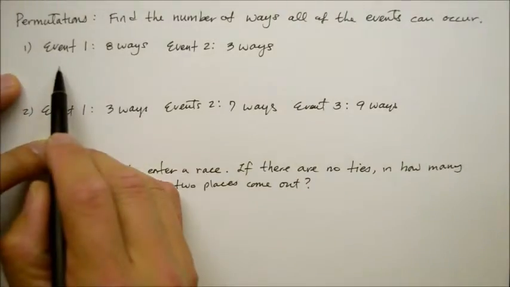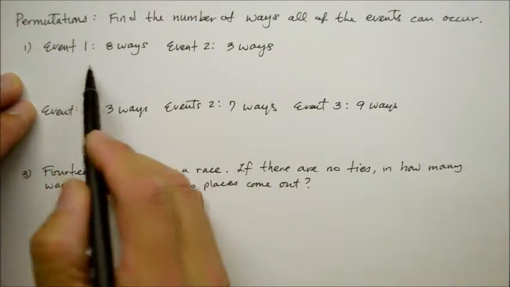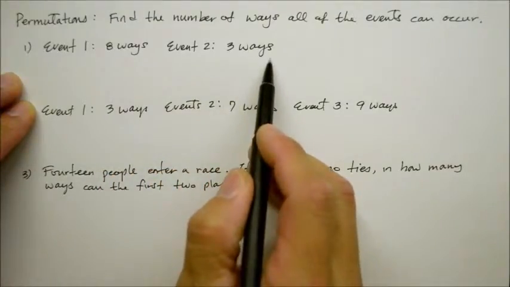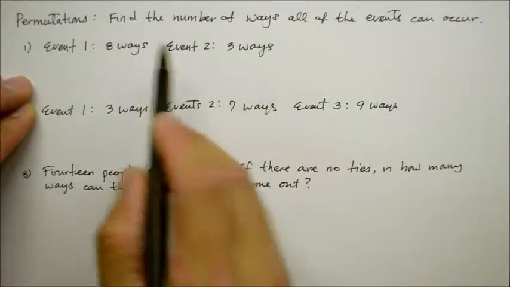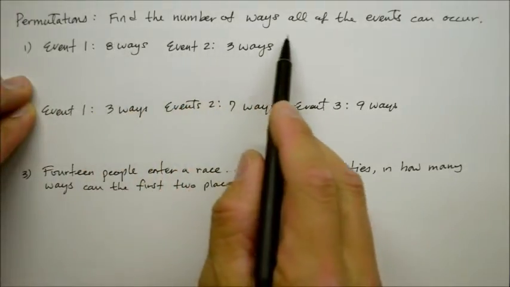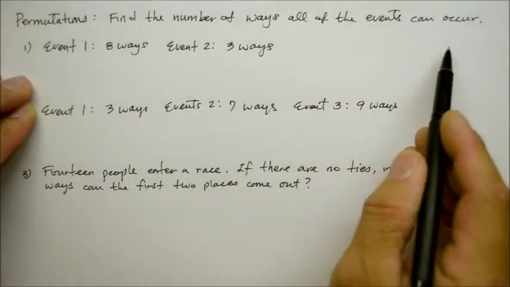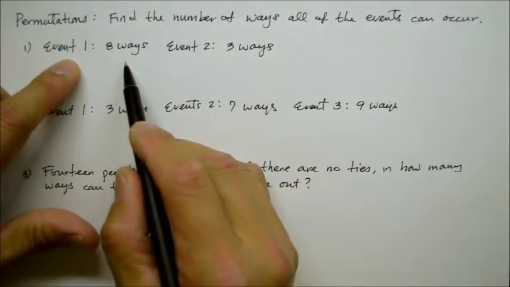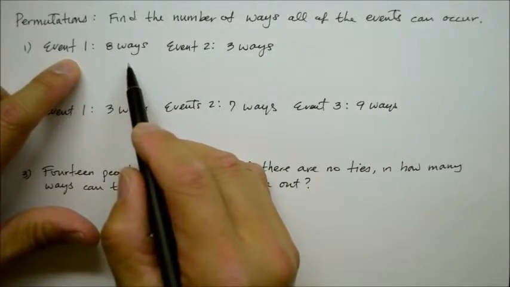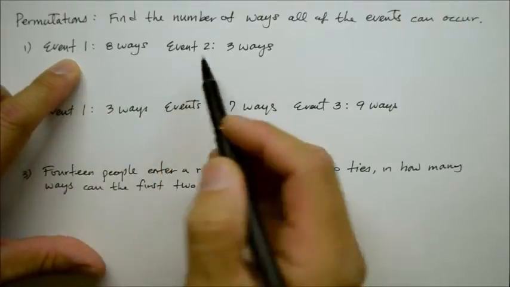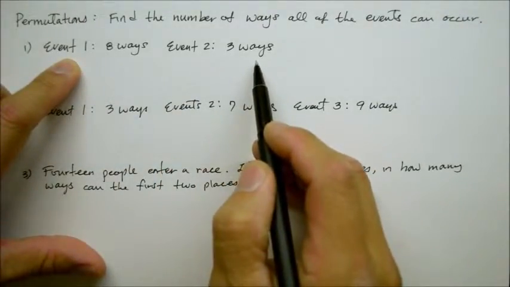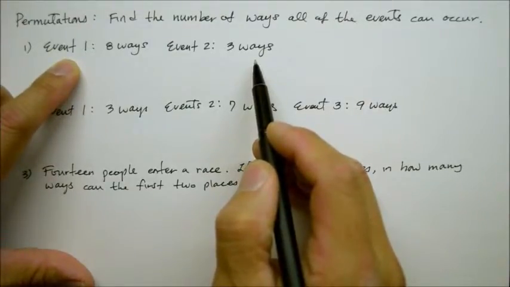So, in this case, number 1, event 1, 8 ways. Event 2, 3 ways. And the direction is, find the number of ways all of the events can occur. For example, event 1, I have a choice of 8 different soups. Event 2, I have 3 different choices of sandwiches for lunch. So, what are the possible combinations I could have?